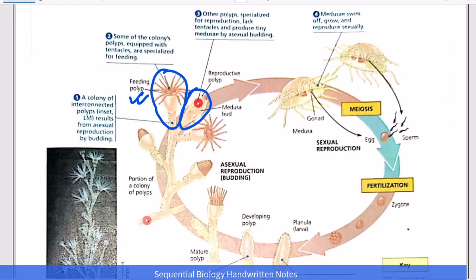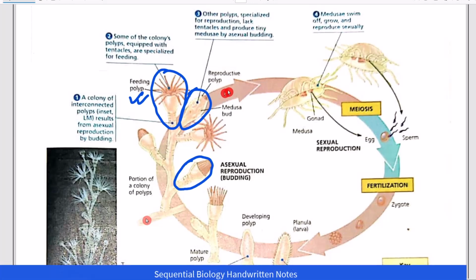So this is another polyp, and they do not have any tentacles. The feeding polyp bears tentacles, but no tentacles are present in this polyp, and they produce medusa by asexual budding. Also, different forms can be found. This is actually called polymorphism.